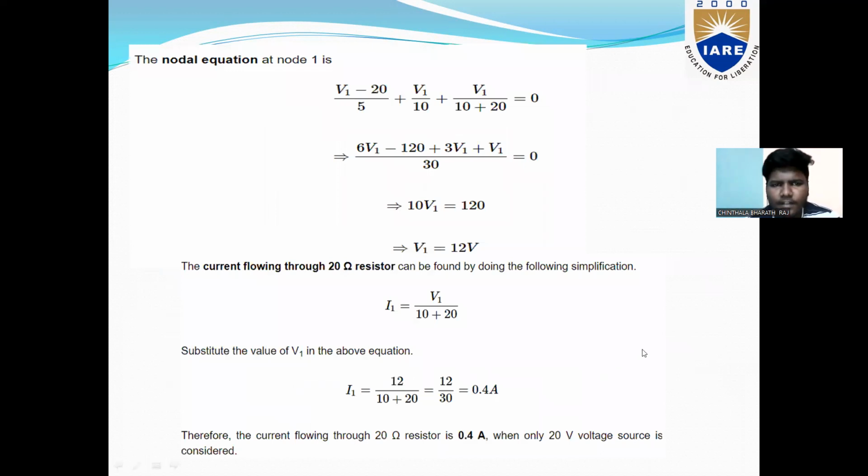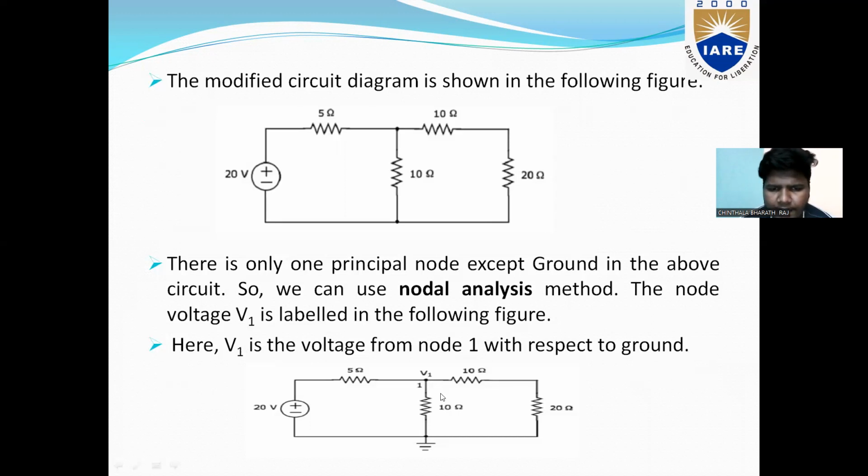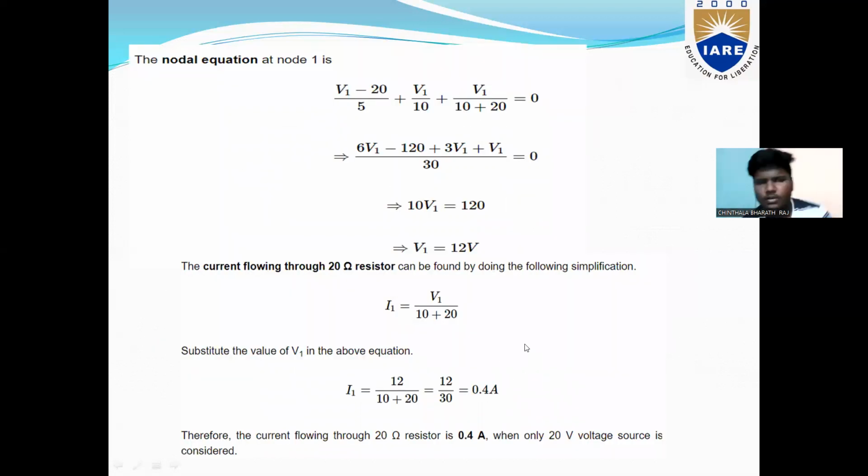Now the nodal equation at node 1: (V1 minus 20) by 5 plus V1 by 10 plus V1 by 30 equal to 0. Then 6 V1 minus 120 plus 3 V1 plus V1 equal to 0. 10 V1 equal to 120. Therefore, the voltage V1 equal to 12 volts.